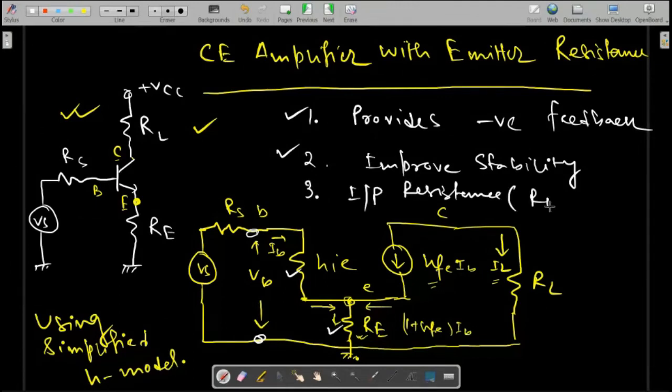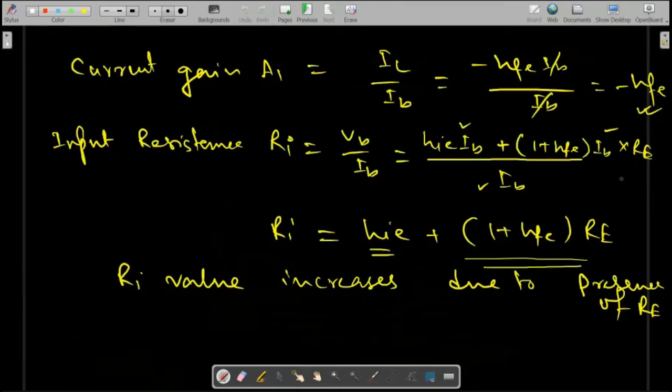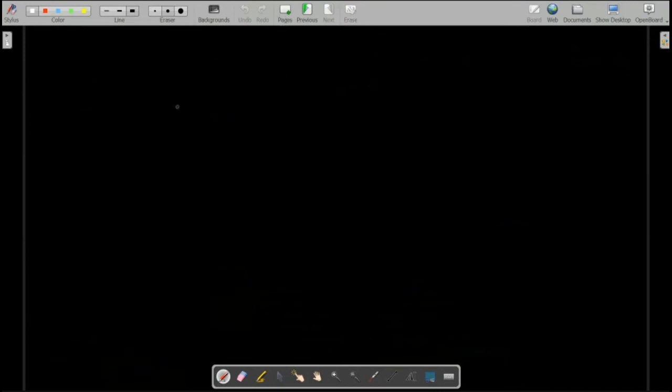Resistance, RI, increases. Okay. So let us prove how it provides negative feedback and how it improves the stability. Is it possible to prove here? Let us see. So input resistance is done. The last parameter we are going to derive is voltage gain, AV, that is V0 by Vi.